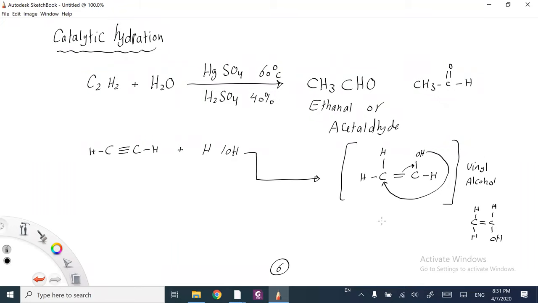The modification taking place for this compound gives us CH3, C double bond O, H. This is called ethanol or acetaldehyde. Okay, this is the modification taking place. I'm talking about the reaction mechanism.